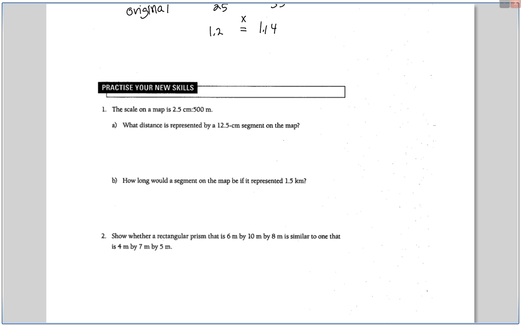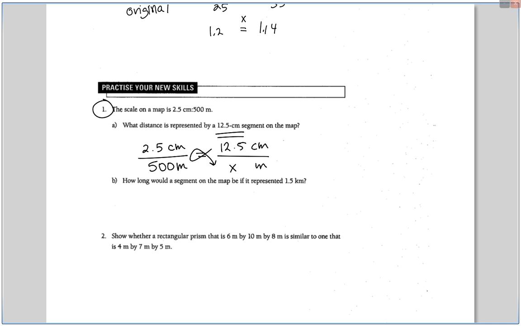Okay, make sure you do practice your skills number 1. A lot of questions are like this on the test, where they give you a scale and they give you one of the other numbers. Just use cross multiplication to solve. I'll get you started here. 2.5 centimeters for every 500 meters is equal to, they want 12.5 centimeters. You must solve for x meters down here. Cross multiply.